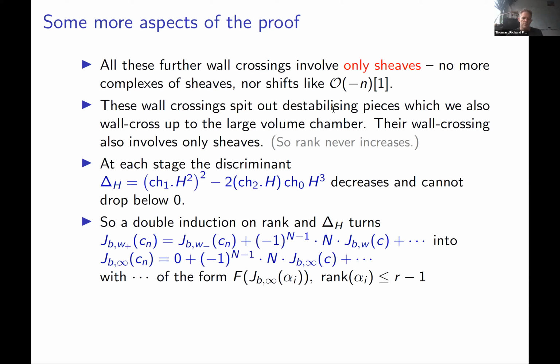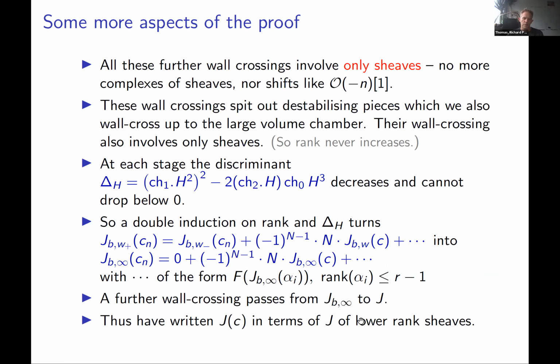So inducting on rank and this discriminant, it turns this formula that we had on the previous page into what I said: we take this term here up to the large volume limit. We take this one down to below the Bogomolov-Gieseker wall, so it becomes zero. This one, again, we take up to the large volume limit. And then we get all this shrapnel. So there's many more dots in this formula than there were in this formula. But all those dots have lower rank.